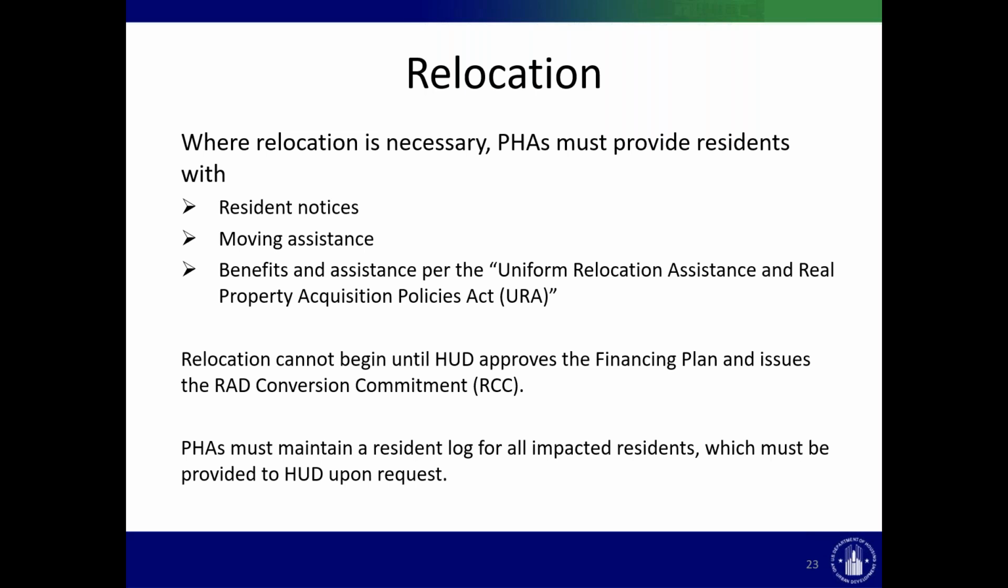If a resident will be relocated, they must be notified at least 90 days in advance. The temporary housing must be affordable, decent, safe, and sanitary. Residents must be reimbursed for out-of-pocket expenses incurred during relocation, including moving expenses, increased housing costs, and meals if the unit does not have cooking facilities. If the relocation extends beyond 12 months, the resident is considered displaced for the purposes of URA protection, and this includes permanent relocation assistance. Finally, PHAs must maintain a resident log for all impacted residents, which must be provided to HUD upon request.